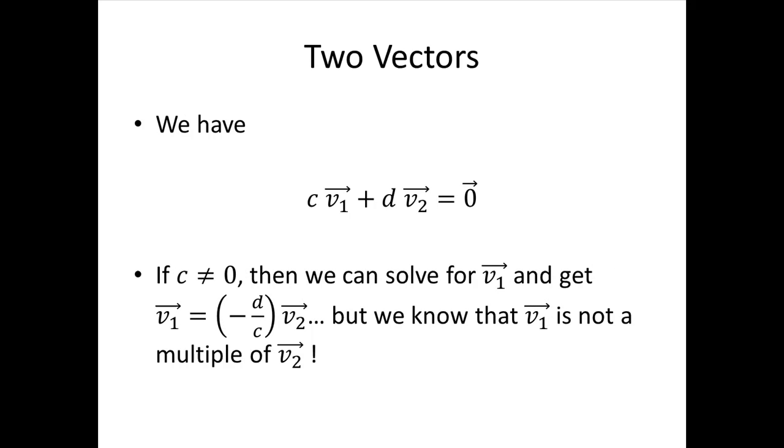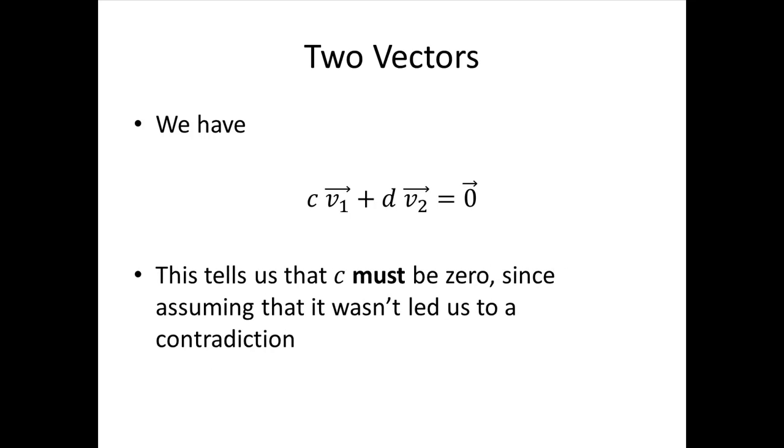Now notice that we're not saying whether or not this is a trivial or non-trivial solution, just that we have some solution, and we want to know what can we say about these numbers c and d. Well, if c is not 0, then we could subtract d v2 from both sides and divide both sides by c. That's what knowing that c is not 0 gets us. It lets us divide both sides by c. And that tells us that v1 would equal negative d over c times v2, which means that v1 would be a multiple of v2, specifically that number, minus d over c, times v2. But we started off by saying that v1 is not a multiple of v2.